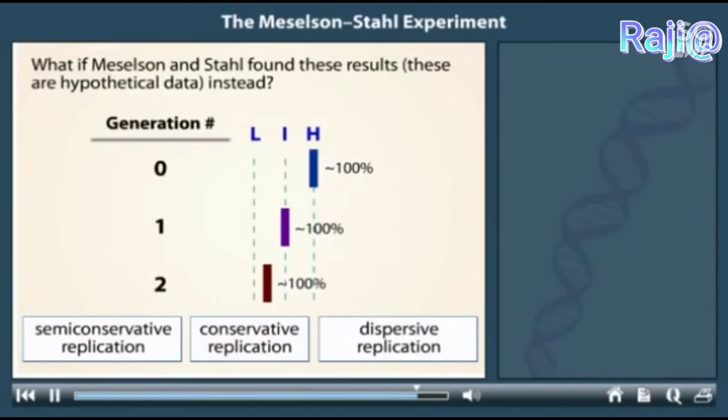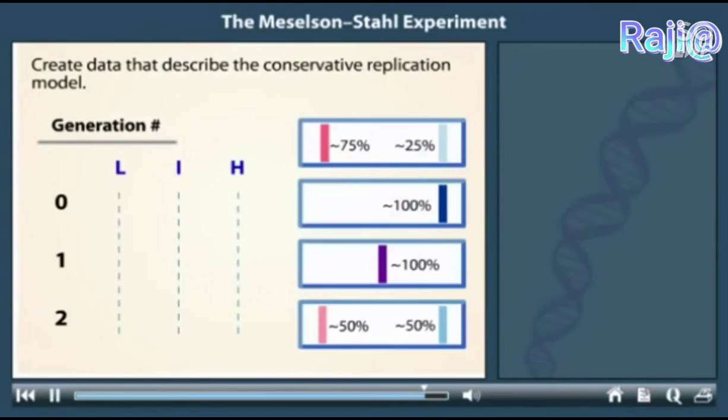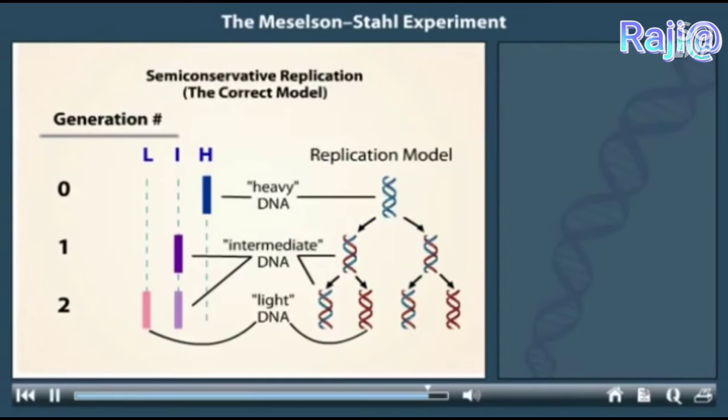What would these hypothetical data suggest about DNA replication? Click on the appropriate model. Drag the appropriate density profiles to the generations on the left. Although we have examined what the data would look like for all three types of replication, keep in mind that Meselson and Stahl's real data match with semi-conservative replication.